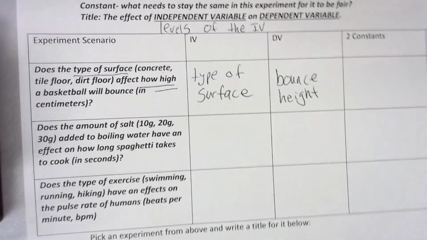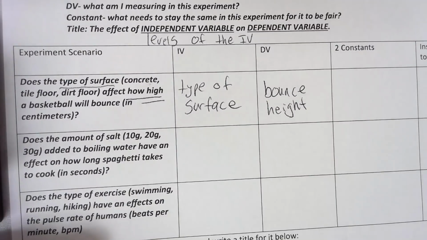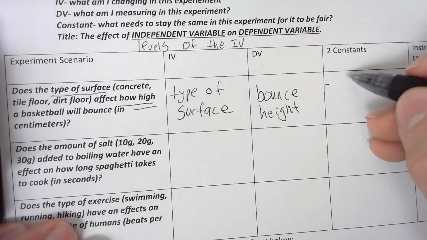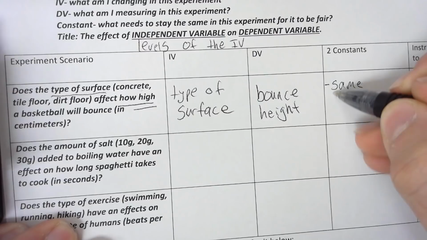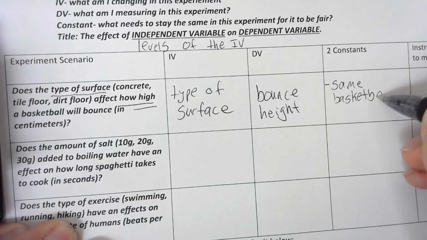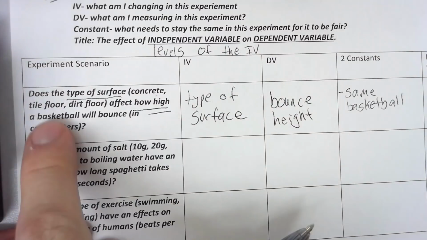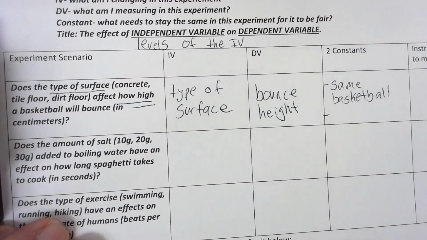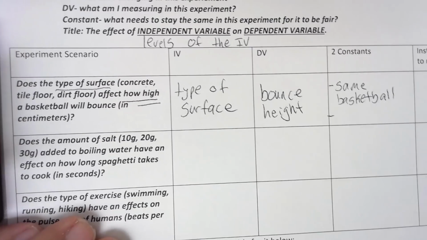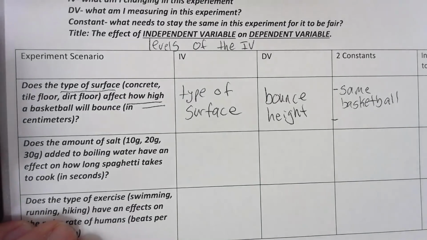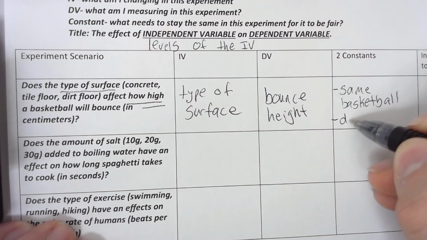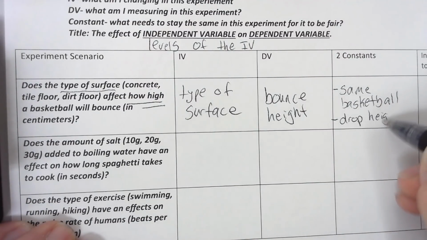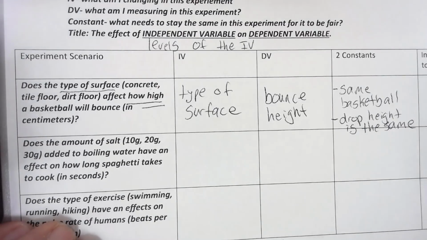Okay, what are some constants we have to have in this experiment? Let's put 2. First thing I can think of right away, make sure you have the same basketball. It doesn't make sense if I have a real basketball for a concrete floor and like a little baby basketball for like a dirt floor. No. Another thing that I would keep the same would probably be, if I was taking a basketball and bouncing it on different surfaces, making sure the drop height is the same. Like I'm dropping the basketball from the same distance from the floor.